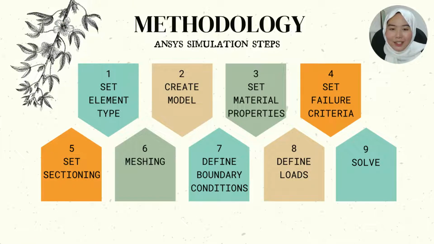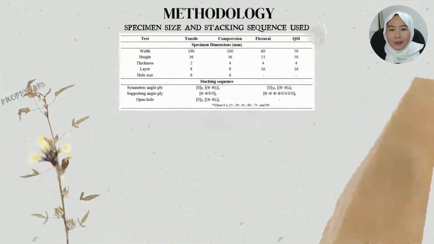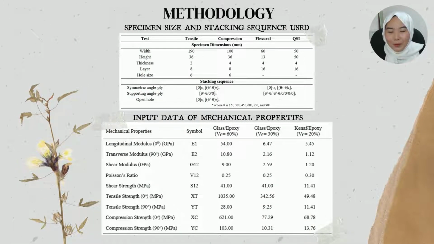The ANSYS simulation starts with setting up the element type, creating the specimen model, and then setting the input data for material properties and failure criteria. Then sectioning and meshing were done on the specimen model. The steps were then continued by defining the boundary conditions and load before solving the simulation. The specimen size, stacking sequence, and the input data of mechanical properties and failure criteria used in ANSYS simulation are shown in this slide.